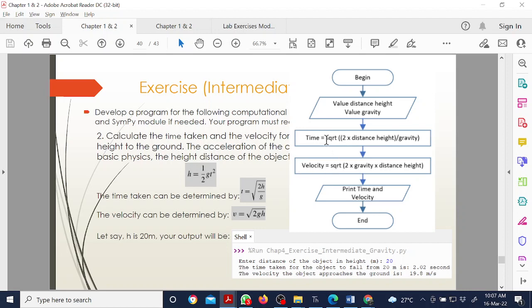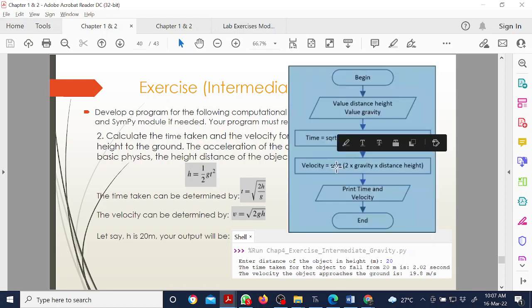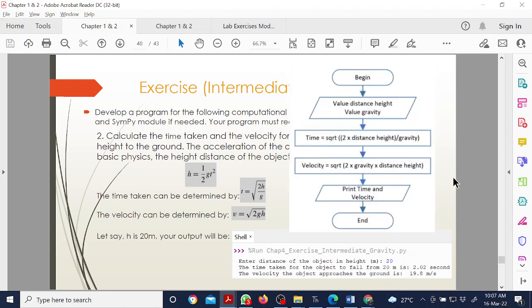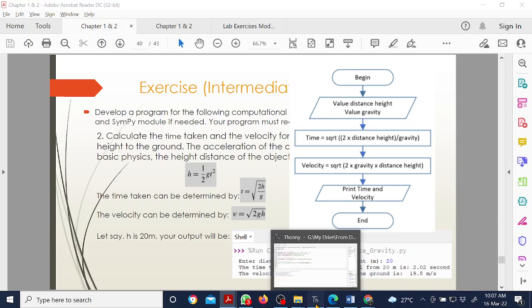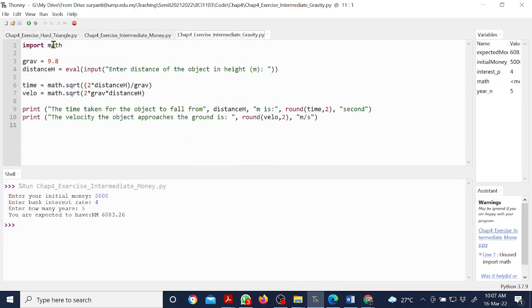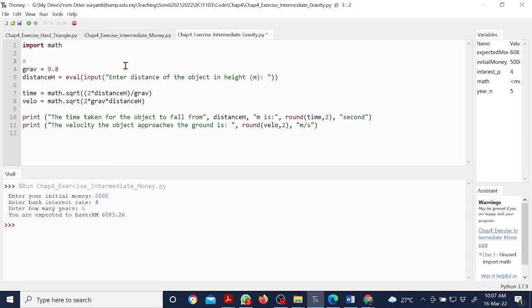In this case, you are going to use square root. There is a square root function in the mathematics library, so you must import math here. That's why here I'm going to import math, and then here is the input.